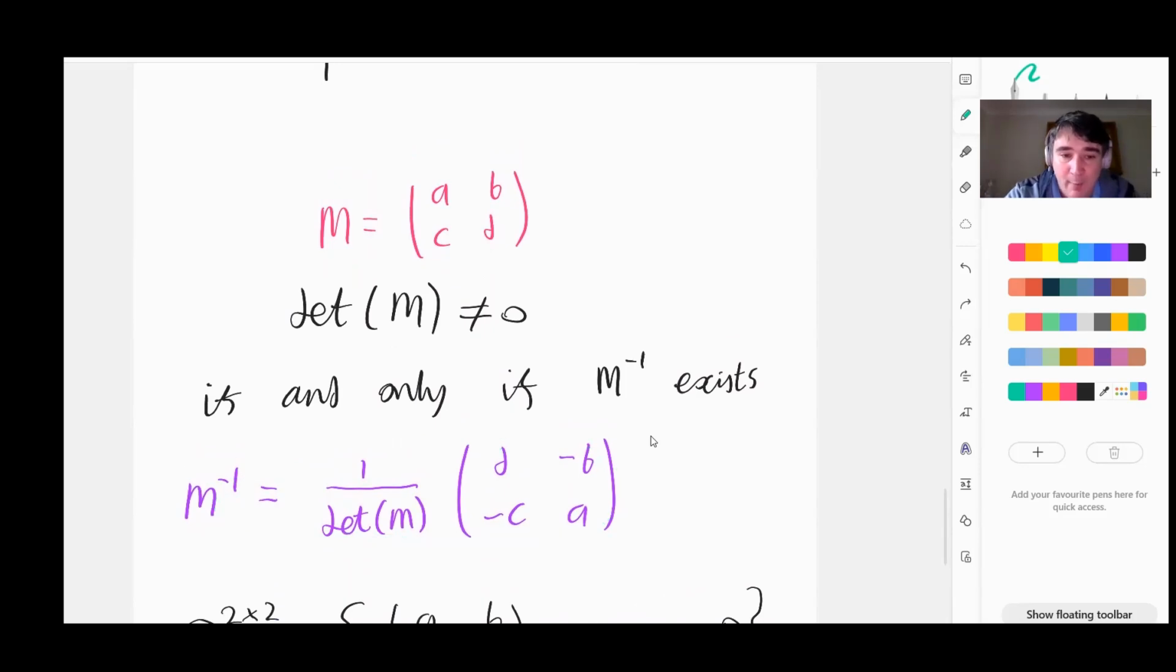So you can see why we want this determinant to not be zero here, because what we're doing is multiplying by 1 over the determinant. That's the sort of scalar that we're rescaling this switched-about matrix by. And so you can easily check, if you just write down the algebra, that M times M inverse is M inverse times M is identity. So I urge you to check that, because it's a very important exercise.